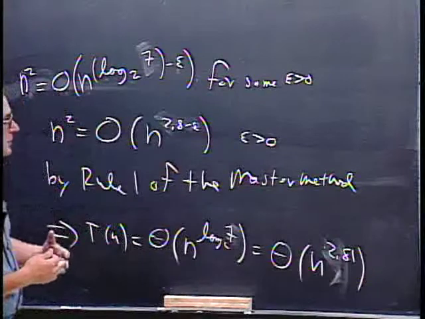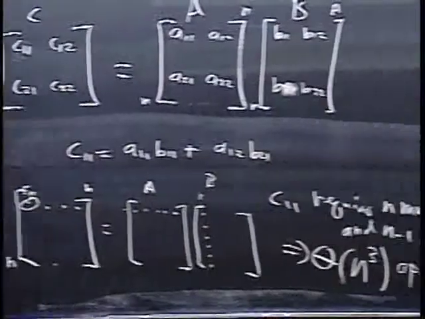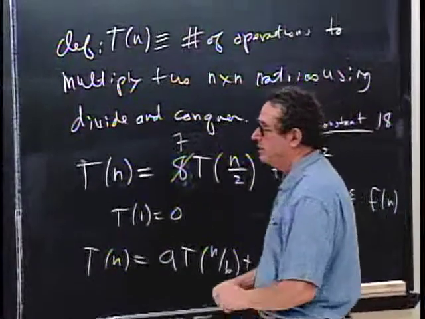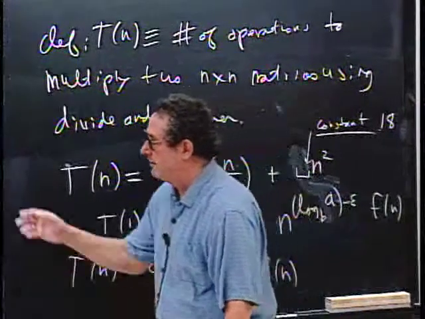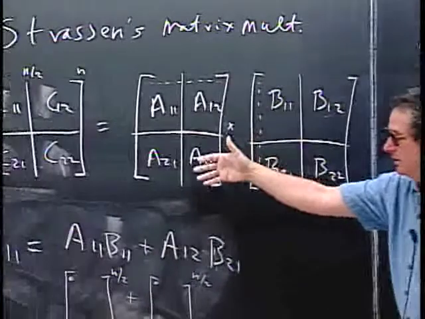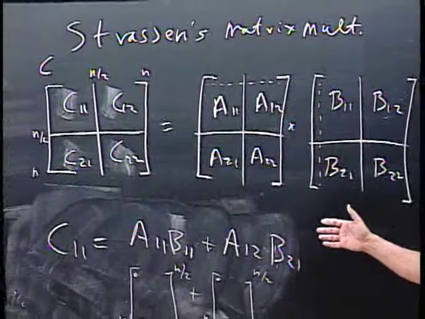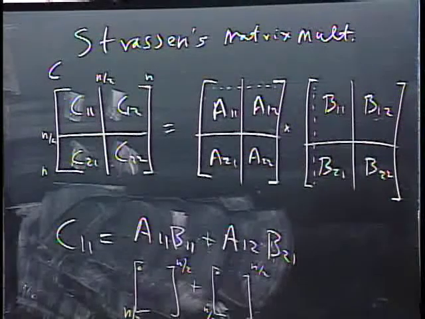It's like the wish list. What we want is that in this recurrence, we replace the 8 by a 7. And what that means is that I have to show you a method that can do this kind of dividing and multiplication using only 7 multiplications as opposed to 8. All right, so let me show you how to do that.